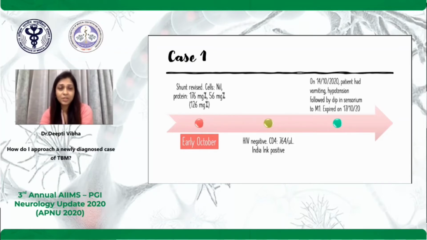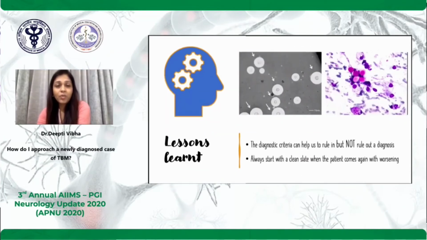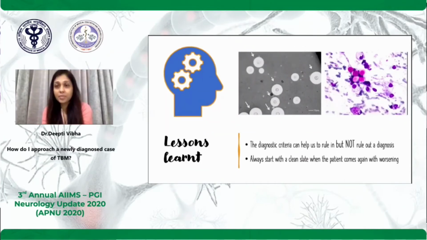So we lost this patient, but yes, the lesson we learned was that we thought it could be nothing else but TBM, and we did not look at the India ink in the first place. So COVID has led to some problems when we are classifying the whole world into positive versus negative. We forget the bigger picture. So the diagnostic criteria can help us to rule in but not rule out the diagnosis. That is very important. And whenever the patient is admitted to you again, always start with a clean slate. See what you missed, see what happened, which could have been done otherwise.